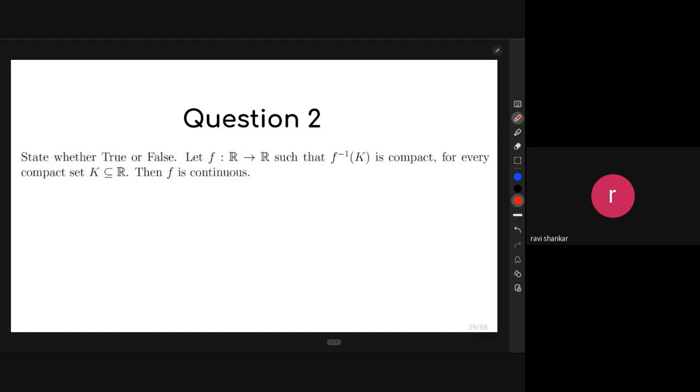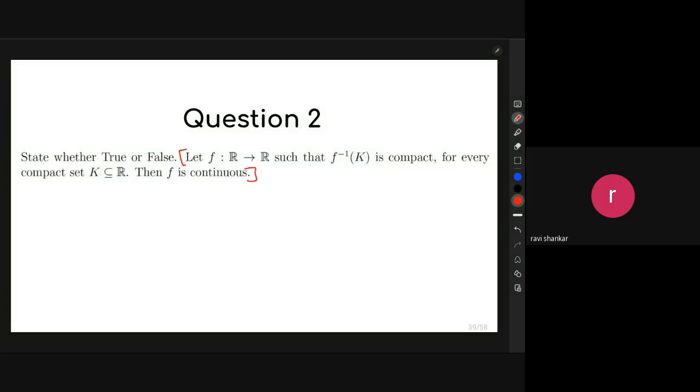Okay. Now let's move on to discuss question number 2. In this question, you need to prove whether it is true or false. You are given a real valued function on a real variable such that the preimage of a compact set is compact for every compact set. Now this statement says then f is continuous. So you need to say whether this statement is true or false. So what do you think? Is it true or is it false?